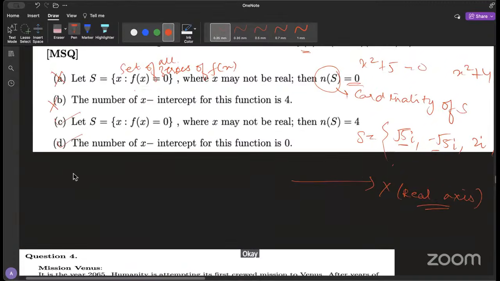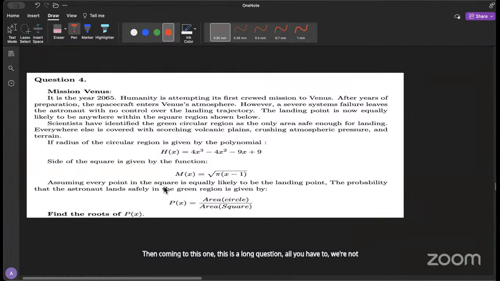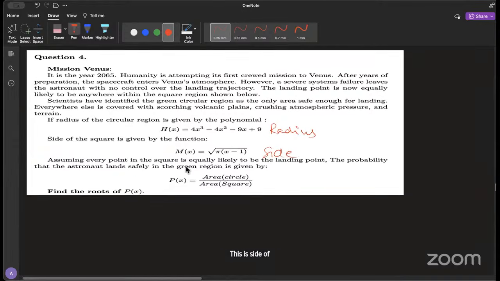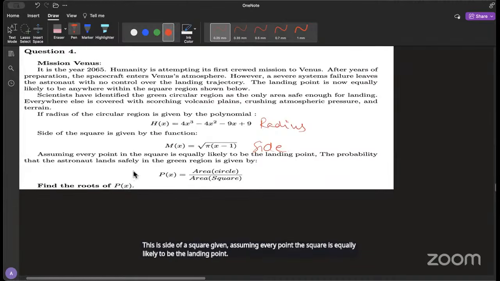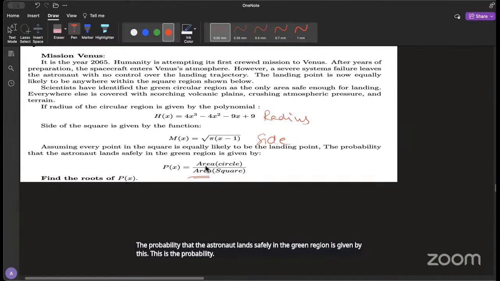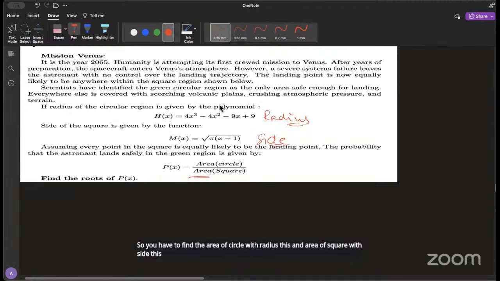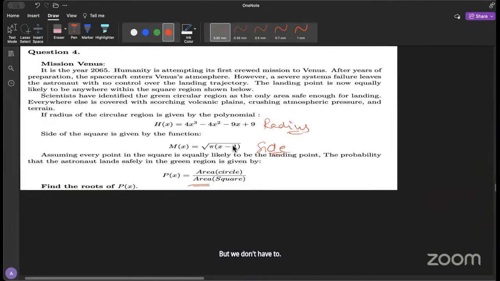Okay. Then coming to this one. This is a long question. We're not going to read this entire question. This is all about the radius of the circular region, which is hx. We have a circular region whose radius is given by this. This is the side of a square given. Assuming every point in the square is equally likely to be the landing point, the probability that the astronaut lands safely in the green region is given by this. So you have to find the area of the circle with this radius and the area of the square with this side. You don't have to read this entire thing, but ideally you should be reading everything, though we don't have to in this one.